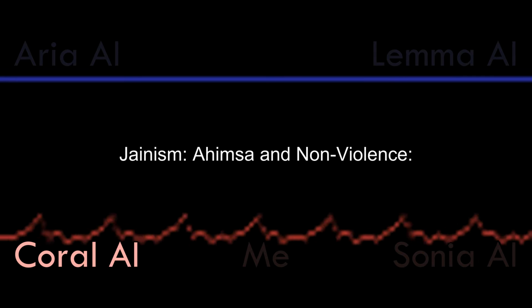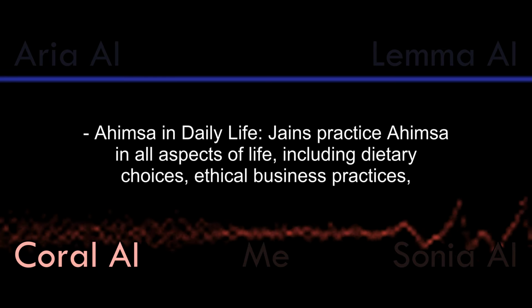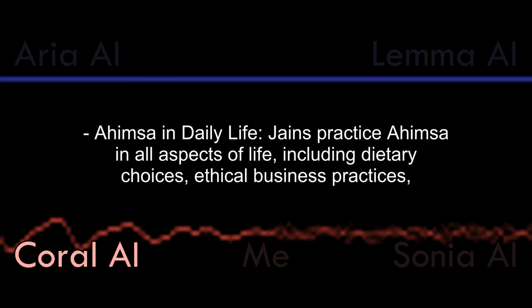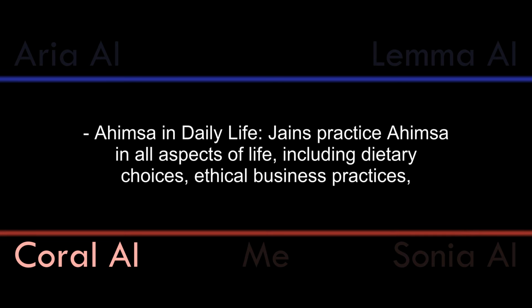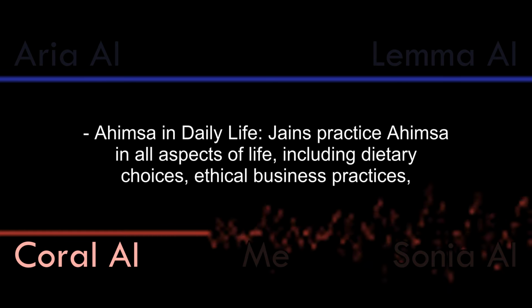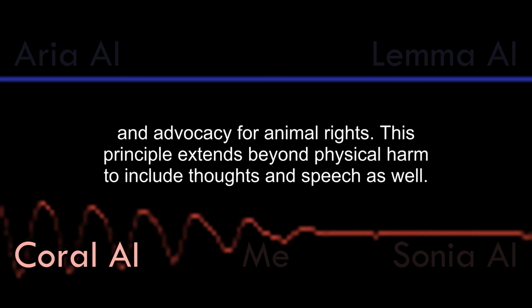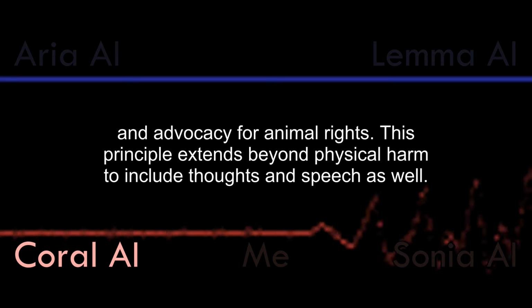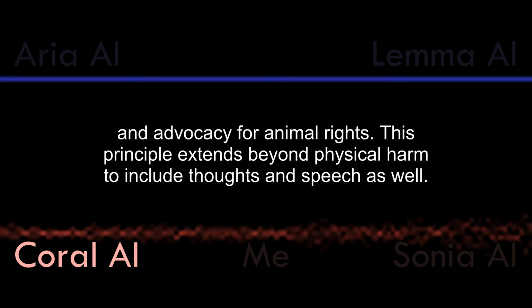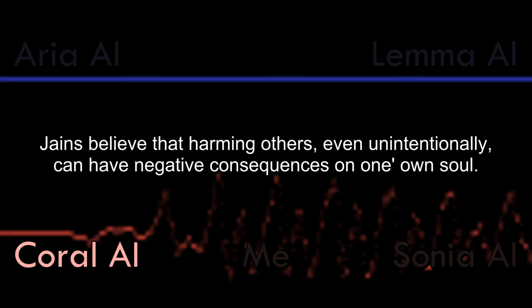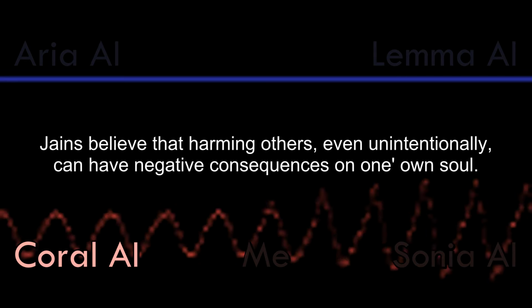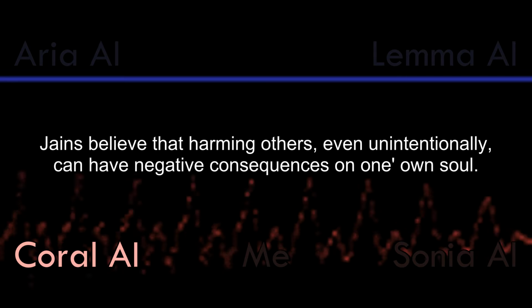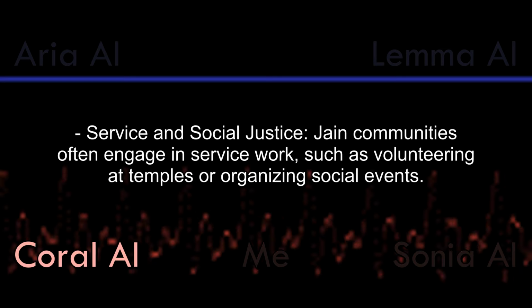Jainism, ahimsa and non-violence. Ahimsa in daily life. Jains practice ahimsa in all aspects of life, including dietary choices, ethical business practices, and advocacy for animal rights. This principle extends beyond physical harm to include thoughts and speech as well. Jains believe that harming others, even unintentionally, can have negative consequences on one's own soul.